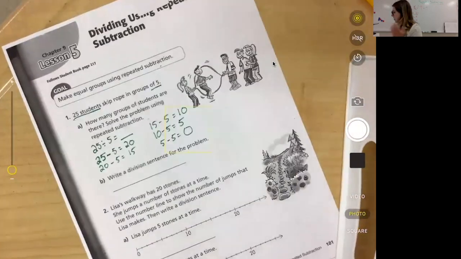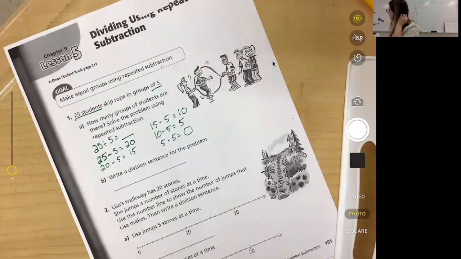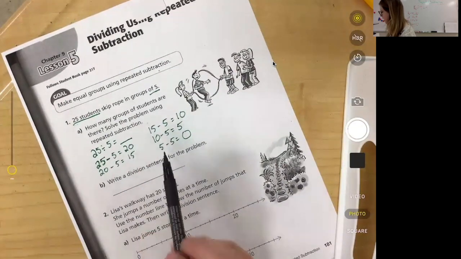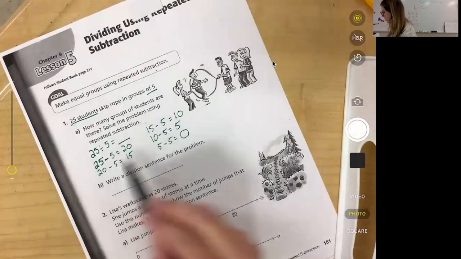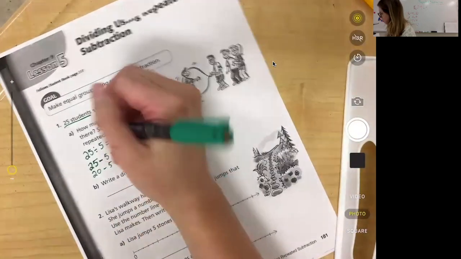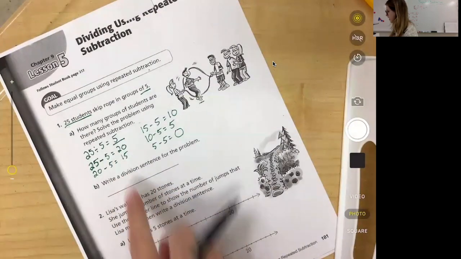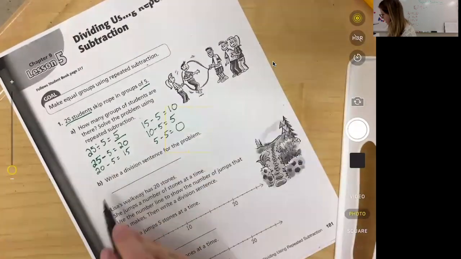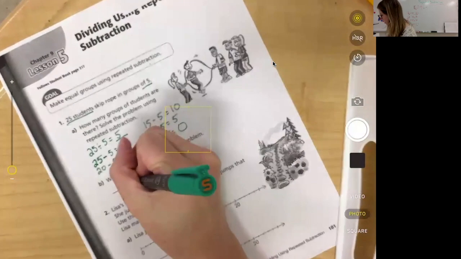Good. Now what's our next step? Do you remember? It is to count how many times we could take away 5. We did it 1, 2, 3, 4, 5 times. We could make 5 groups. And hey, we did this already, so let's just copy our division sentence for the problem down here.